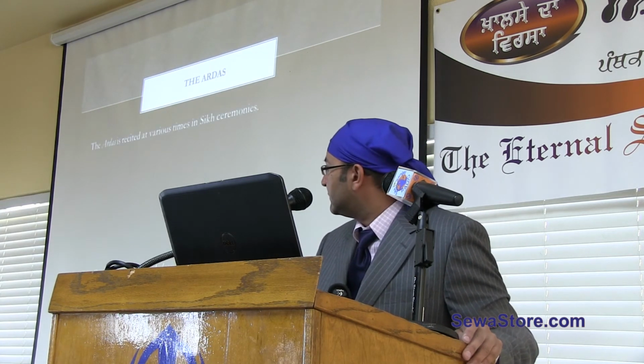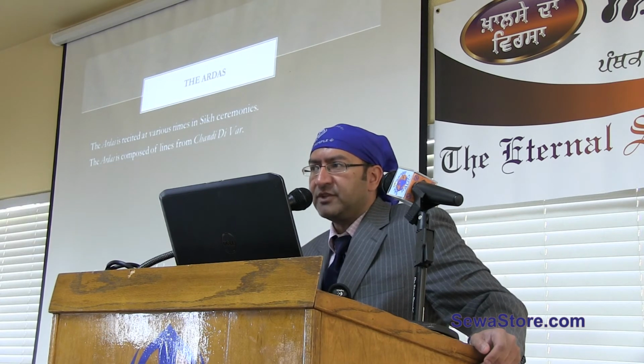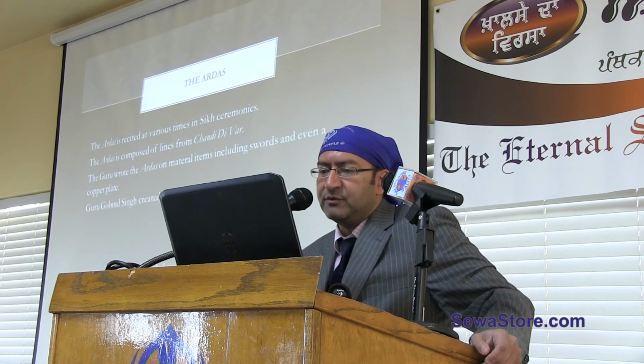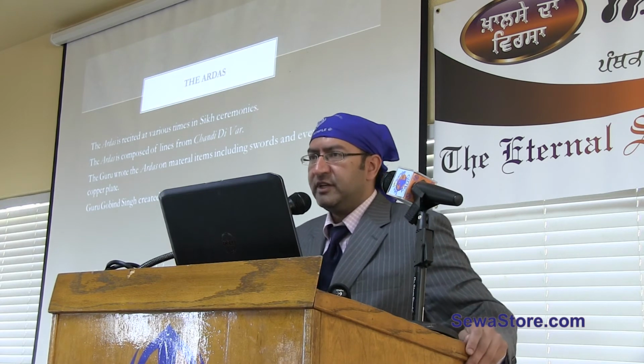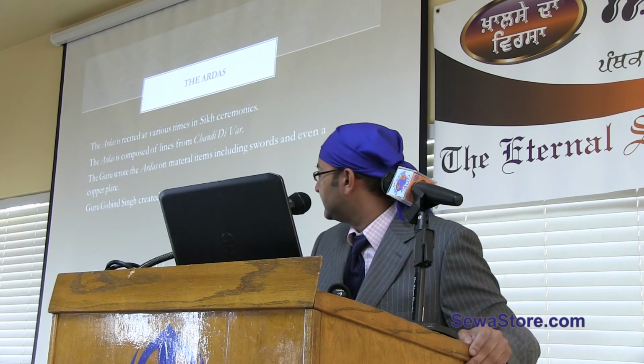We should now also discuss the Ardas. As stated earlier on, the Ardas is recited at various times in Sikh ceremonies. The Ardas is composed of lines from Chandi di Var. The Guru apparently wrote the Ardas on material items including swords and even a copper plate. Guru Gobind Singh created these copper plates and gave them to Hindu priests at temples. It's pure speculation, but it seems apparent that the Guru gave the responsibility to the Hindu priests to show how Dharma needs to be spread in remote areas.